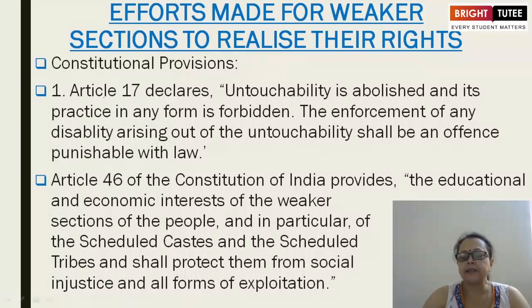As per Article 17, what is it? Article 17 declares this statement, this direct statement taken out from the Constitution: Untouchability is abolished and its practice in any form is forbidden.